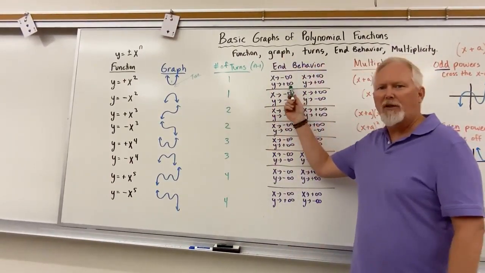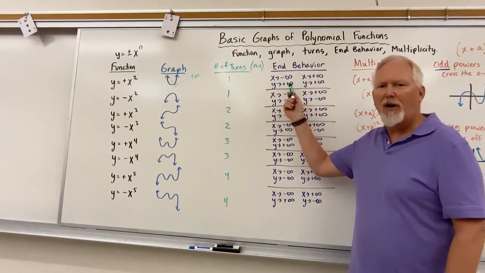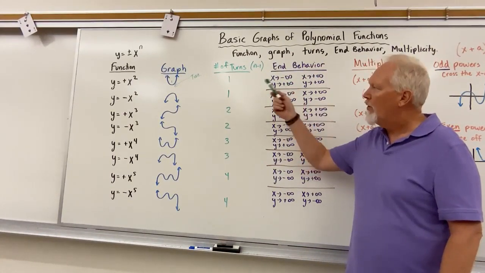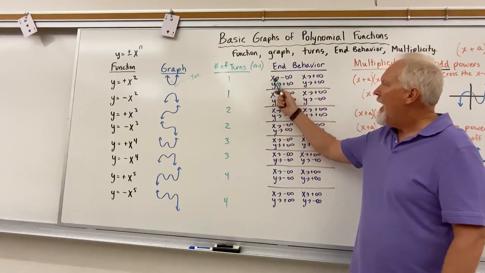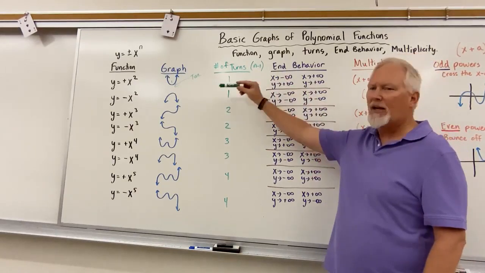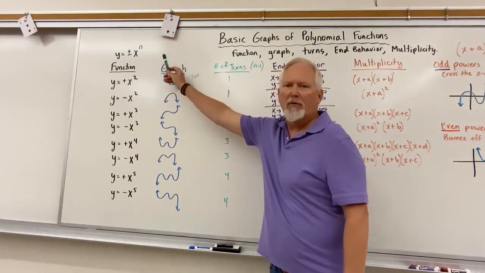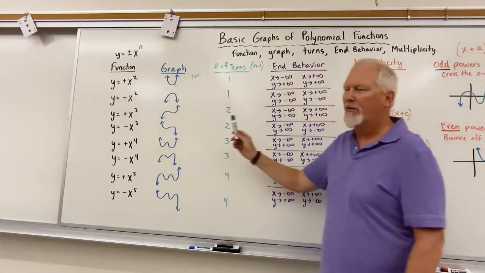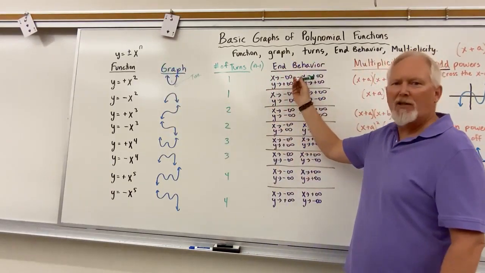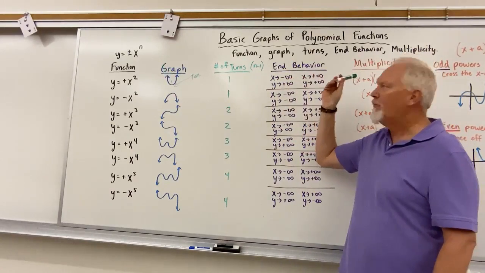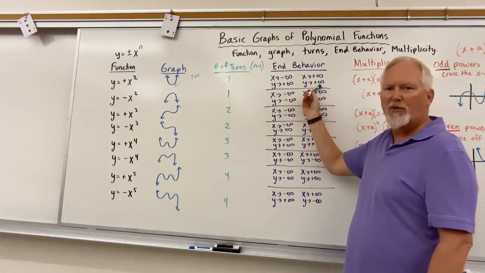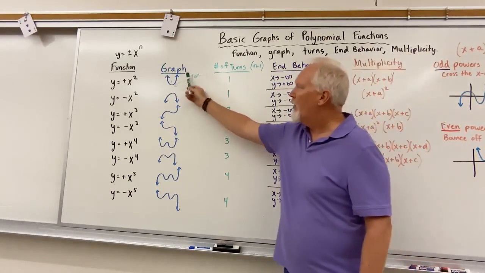And if we look at the end behavior of a quadratic, or a positive x squared, as x goes to negative infinity, the y values are going up, right? The y values are going to positive infinity. And the same thing as x goes to positive infinity, the y value is doing the same. So the y values are both going up.